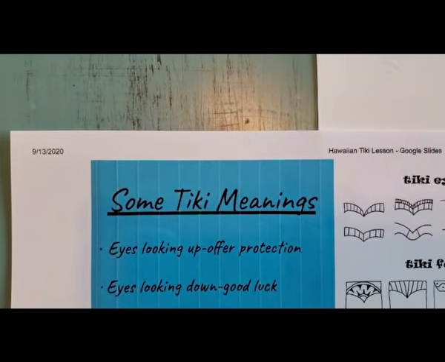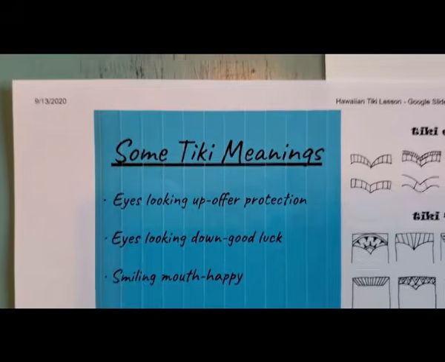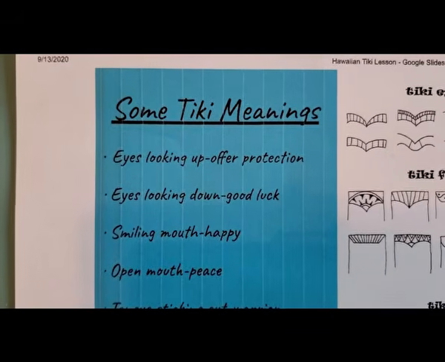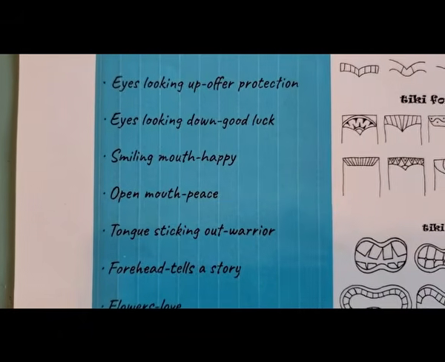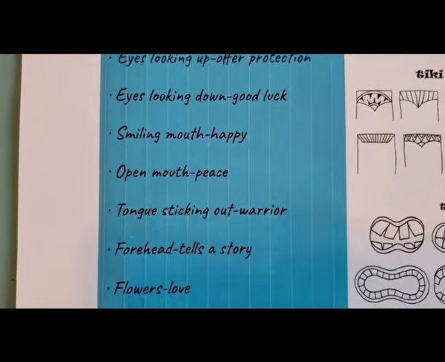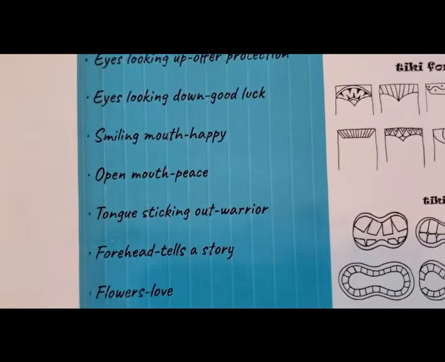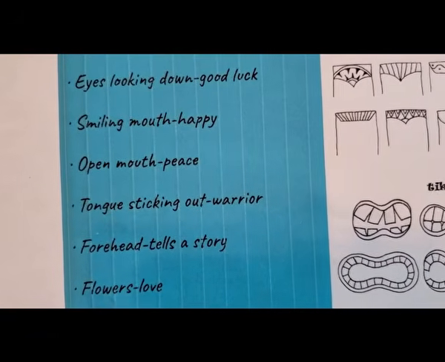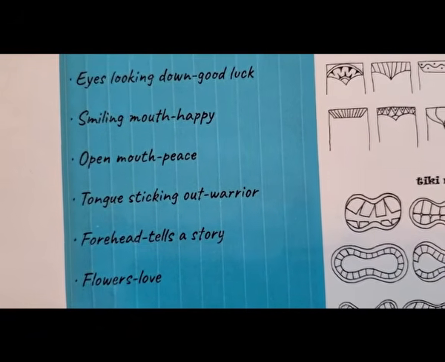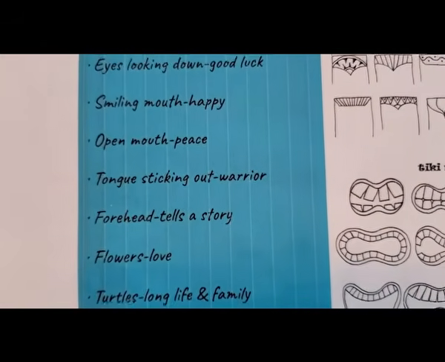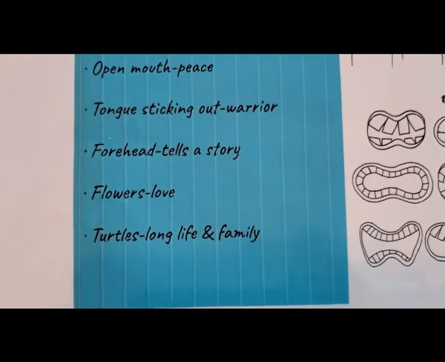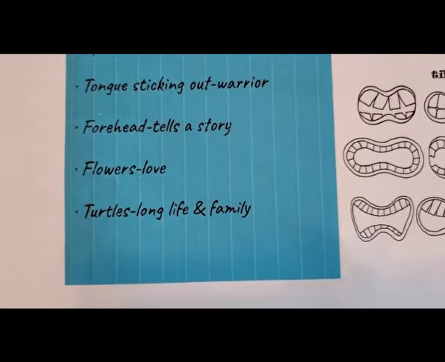So if your eyes on your Tiki are looking up, it offers protection. If you have your eyes looking down, it's good luck. Smiling is happy. Open mouth is peace or prosperity. Tongue sticking out is a warrior, or it also said no fear. Forehead tells a story. So you can put something on your forehead that you want to tell a story. Flowers are love, and turtles are long life and family.